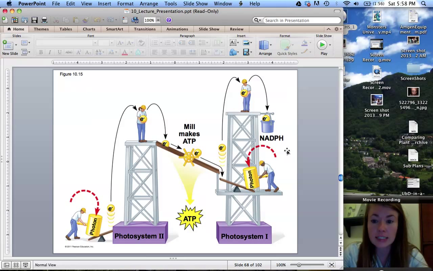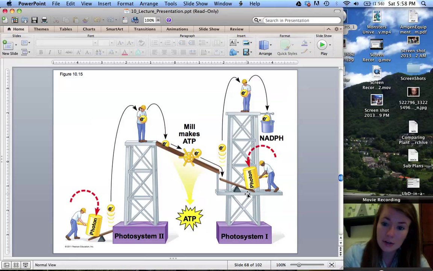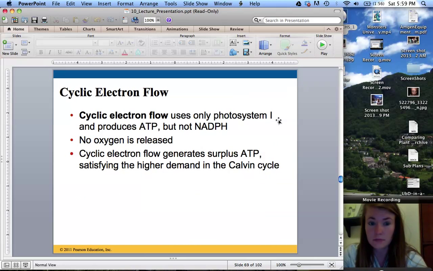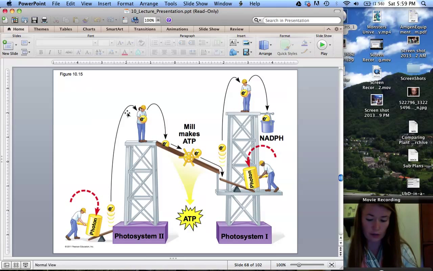So this is linear electron flow. Basically, a photon shoots these electrons up to the top of photosystem 2. Then the electrons fall down this mill. This mill makes ATP, so from photosystem 2 we get ATP. Now the electrons are back down to a lower energy state. They get excited by another photon, get shot up to the primary electron acceptor up here, and then they get used to make NADPH. That is linear electron flow. This right here is a great analogy for linear electron flow. This picture is on page 195 in your textbook.